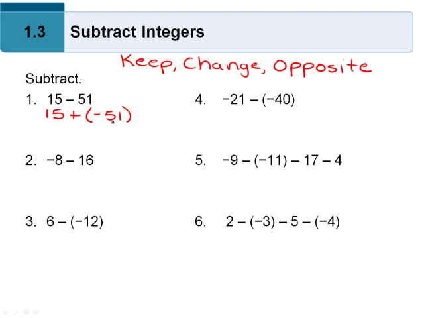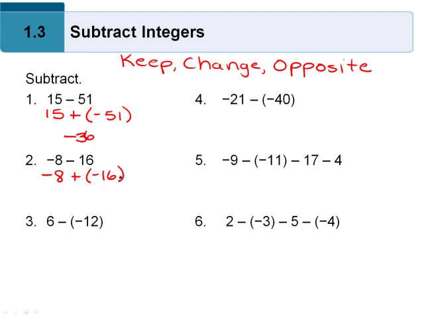So here, 15 plus negative 51, we have to subtract, and we're going to get 36, and it should be a negative because the 51 is bigger. So negative 36. All right, number 2, same thing, subtraction. We're going to keep the negative 8, change the subtraction to addition, and the opposite of 16 would become negative 16.